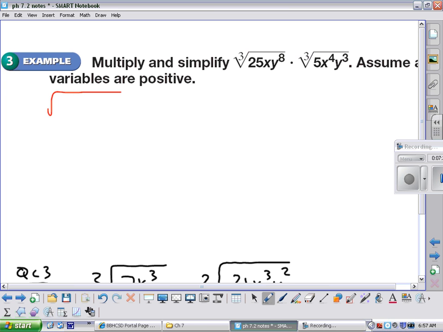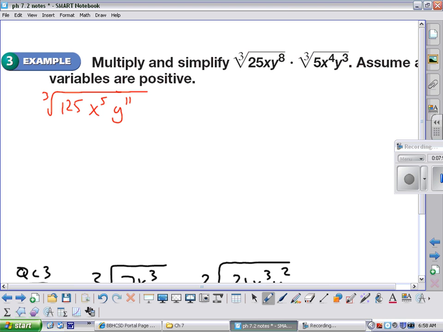25 times 5 is 125. Let's go ahead and take our x's. X to the first, x to the fourth, that's x to the fifth. And y's, 8 and 3 is 11. So now we're back where we started with the previous example, basically.